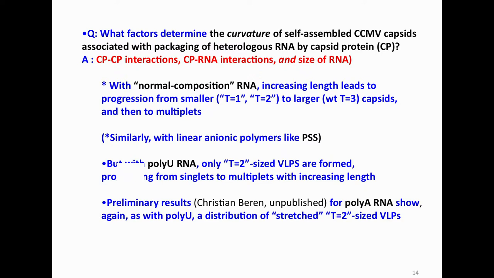The first work we did was with polystyrene sulfonate before we started packaging RNA with CCMV capsid protein. And again, we found there a progression from smaller than T equals 2 sized VLPs to T equals 3. With poly-U, we find a very different result. You never get to the wild type T equals 3 structure, but you do go through the progression from singlets to multiplets. Kristen is presently looking at poly-A and sees something similar to poly-U, but we have to look more carefully at it.